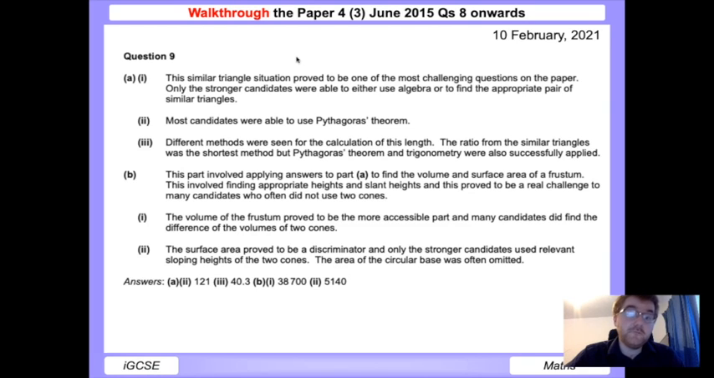However, most people found the volume of the frustum. That's sort of standard working out of the shapes. That's very, very good. And as we can see, that favourite word, discriminator, the surface area question was quite hard because many pupils did not realise to actually use the sloping heights from before. And as I pointed out, the area of the circular base was often omitted. It wasn't there. So this is a good question. If you want to get those A and A star grades, you need to be getting these questions right. So this is an area, if you're looking for those higher grades, really to focus on.